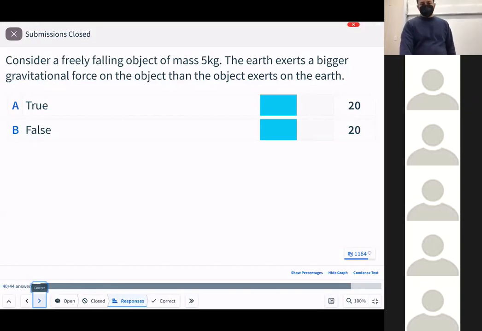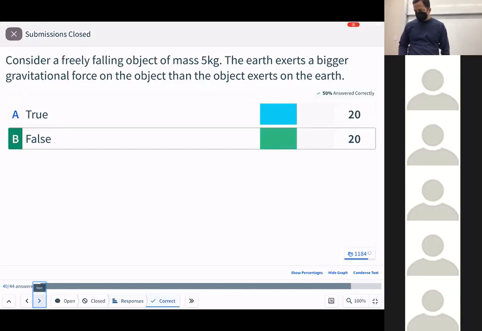So there's a comment in the chat. The forces exerted are the same. The difference is the acceleration and the mass of each object. That is indeed correct. This last comment actually goes into my next question. So the correct answer is indeed false.